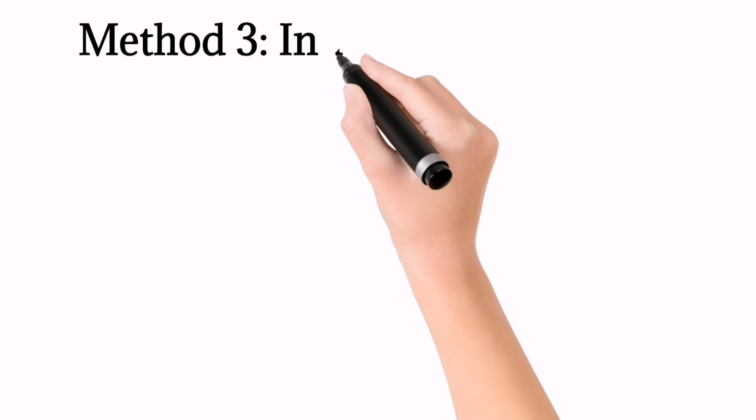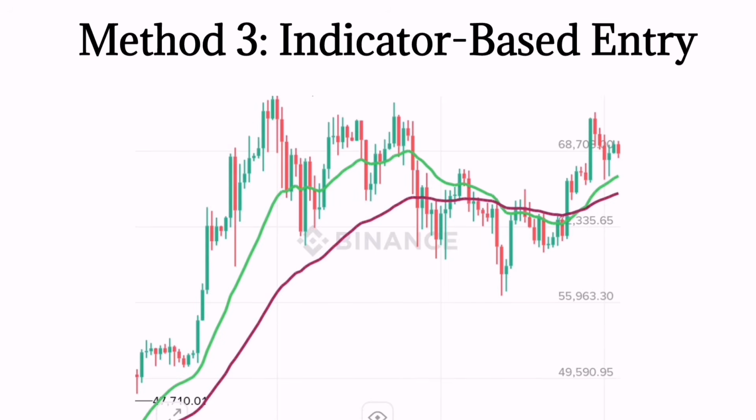Method 3. Indicator-based entry. For those who prefer indicators, here's a simple yet effective combo: EMA 20 or 50 for trend direction, RSI for entry confirmation. Example: in an uptrend, price pulls back to the EMA, RSI is above 50, bullish candle forms. That's your buy signal. Always remember, indicators confirm your existing idea, they don't create it.